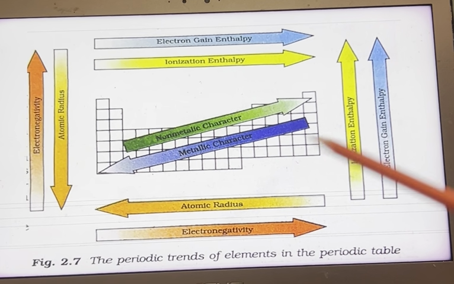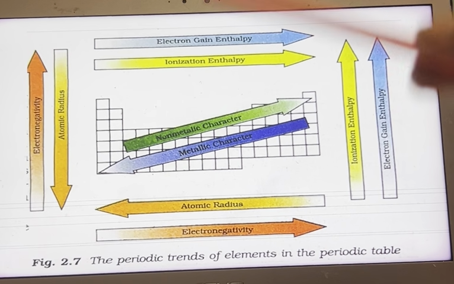In the diagonal direction also there are some similarities in properties. Such properties are generally called diagonal relationship. We will see all these trends of the periodic properties in detail later.